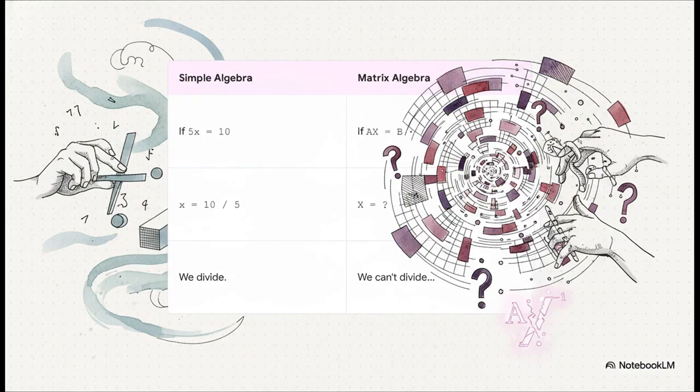And this right here shows you exactly what we're up against. On the left, it's a piece of cake. 5x equals 10, you just divide by 5. Done. But look at the right. A matrix equation like AX equals B looks similar, but we hit a wall. We can't just divide B by A. It doesn't work that way. So we need a whole new tool in our toolbox to get that matrix X all by itself.